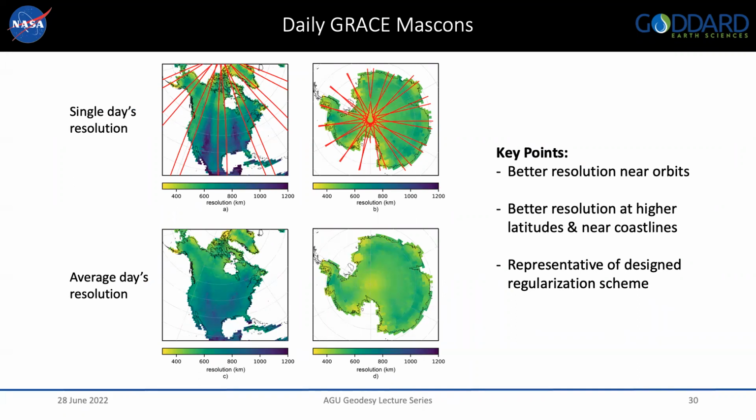If you look in the top plots, the orbits are shown in red, and you can see that the signal that's recovered underneath those orbits is better than the signal that's recovered far away from those orbits. We also saw better signal recovery in high latitudes and near coastlines, just like we did in our simulation. Importantly, we saw that the recovered signal met the regularization limitations that we imposed, which meant that if we can improve our prior information that we feed into the system, we can directly improve our signal recovery, which is pretty awesome.